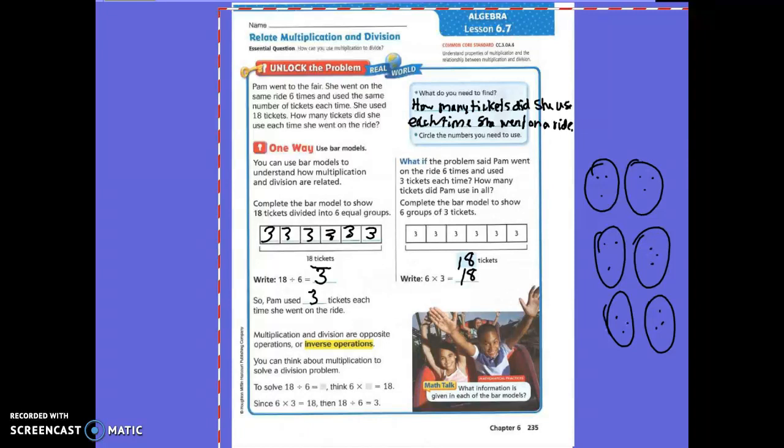Okay, multiplication and division are opposite operations or inverse operations. You can think about multiplication to solve a division problem. So, if you know that 2 times 6 equals 12, then you should know that 12 divided by 6 equals 2, or 12 divided by 2 equals 6. If you know your multiplication facts, division can be easy. So 18 divided by 6 is 3. You can think 6 times 3 equals 18. Okay? Next page.